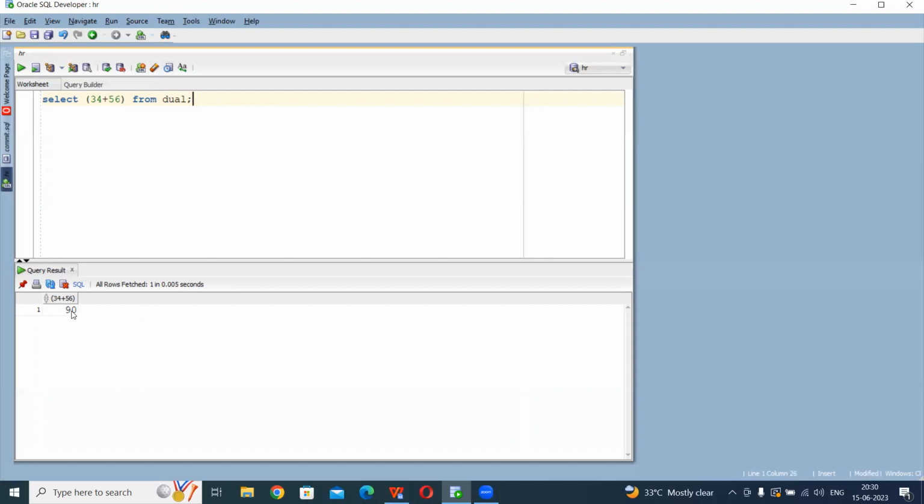In that window, I have got an output. If I perform addition between 34 and 56, what output would I be getting? The output I would be getting is 90. So the same has been retrieved in the output.